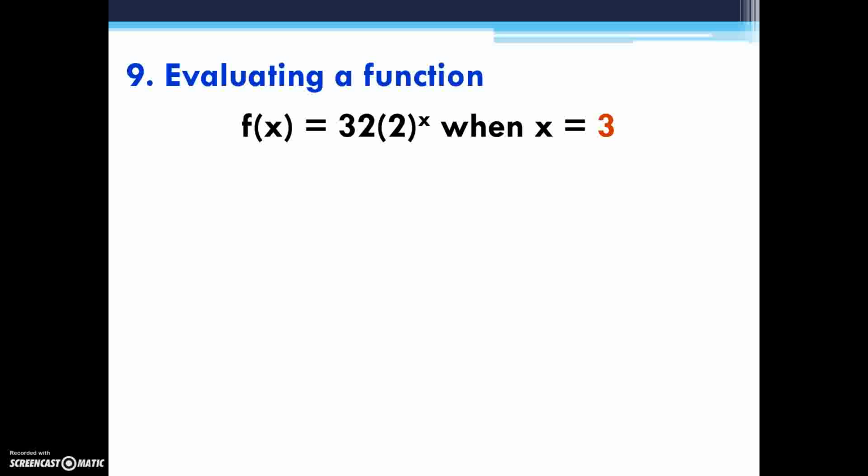All right, so right here, it's asking you to evaluate when x is 3, okay? Try to pause the video and solve the problem yourself, and then watch the answer being worked out.